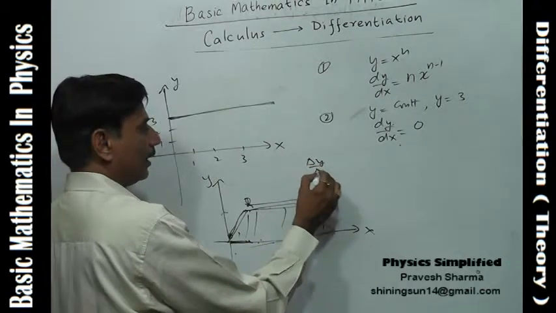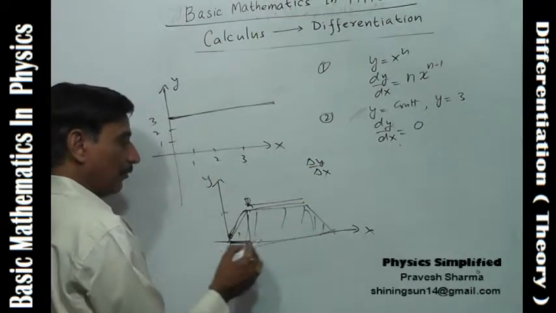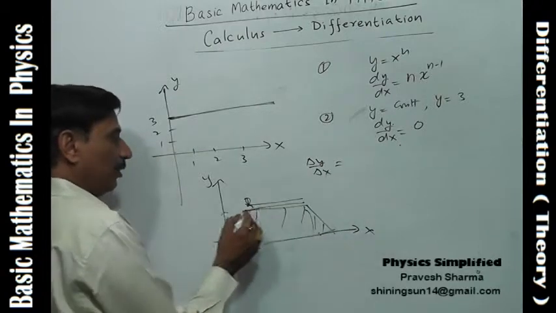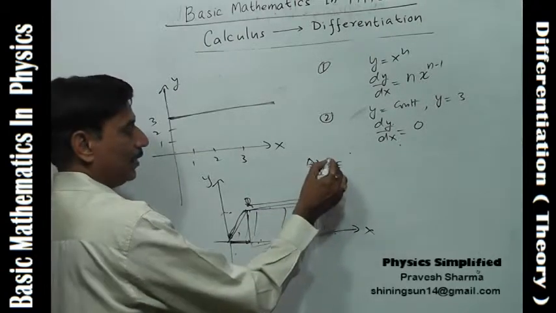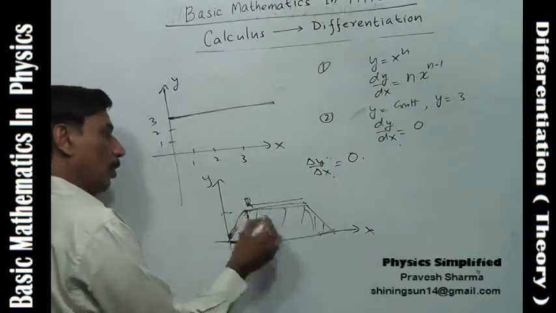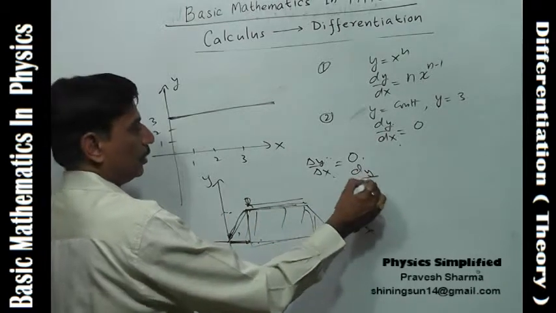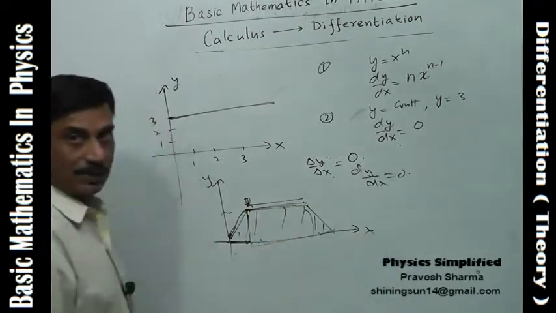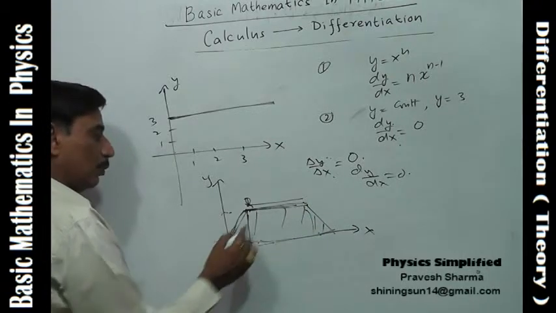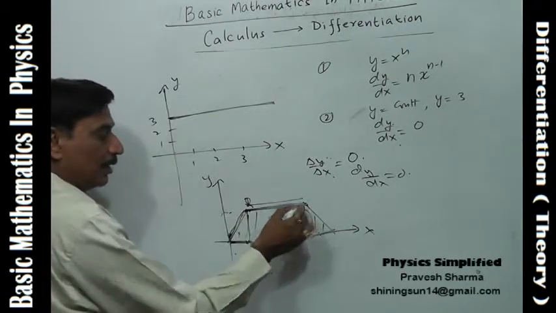So delta y by delta x, there is some change in the value of x from here to here, but the value of y doesn't change. So delta y by delta x is equal to 0, or even dy by dx is equal to 0. That is, the slope is 0 for this. Over here the slope was positive. Over here it is 0.